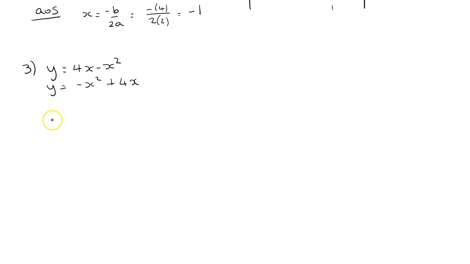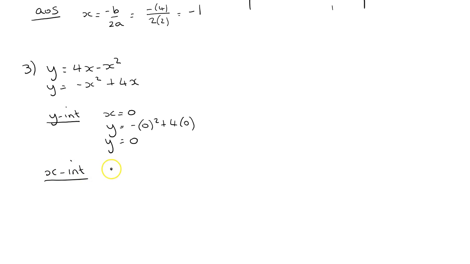Okay, so first of all, let's work out our y-intercept. And this is when x is equal to 0. So we simply get y equals minus 0 squared plus 4 times 0, which is y is equal to 0. The next one is our x-intercept, and that is when y is equal to 0. So we substitute 0 in for our y, and it's minus x squared plus 4x.